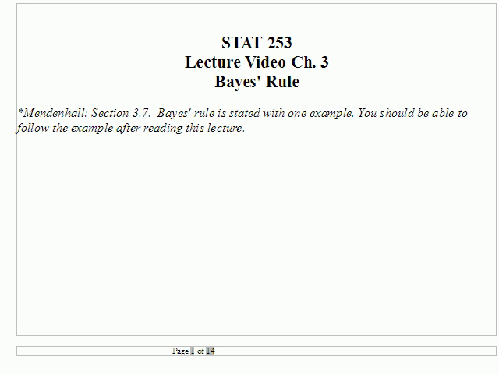In this chapter, I'll discuss Bayes' rule. Mendenhall gives one section, 3.7, on Bayes' rule, and he does one example. I think if you go through this, then you'll be able to understand his example a little bit better.